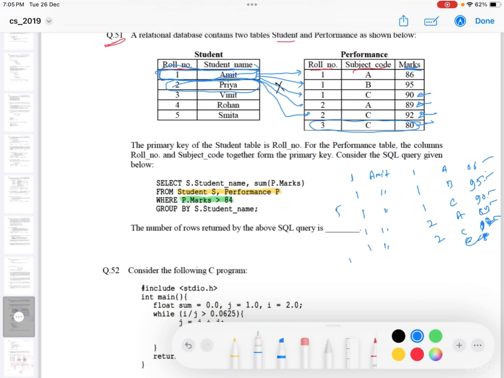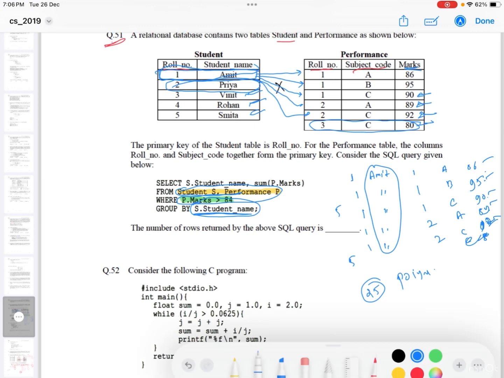So here 5, next again you will get the next 5 with the second row, and with the third, and with the fourth, and with the fifth. So ultimately you will get 25 rows with this cross product and with this condition. And what you are doing is grouping by student name, right? So if you group by student name, how many groups will you form? This is the first group with the name Amit, right? And the second group you will form is with Priya, and third with Vinit, and Rohan and Samita. So you will have 5 groups because you are grouping using student name, right?